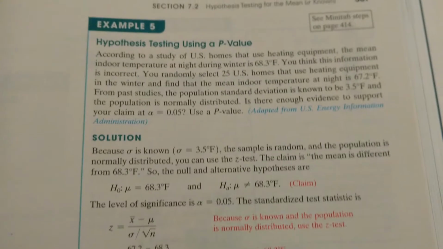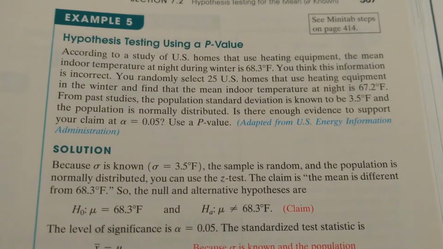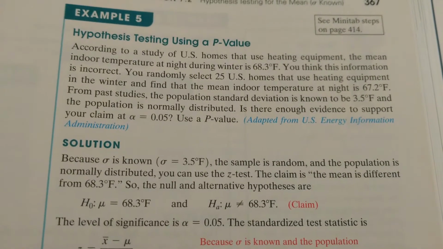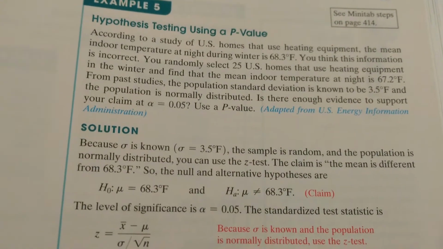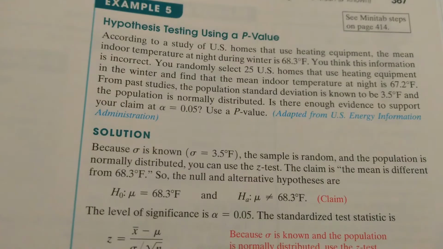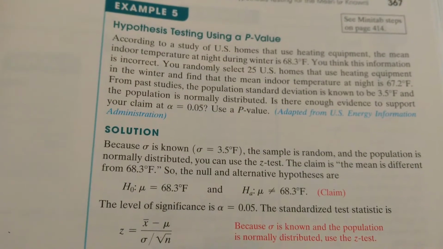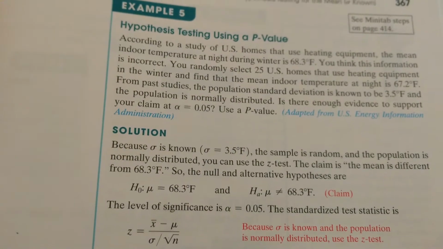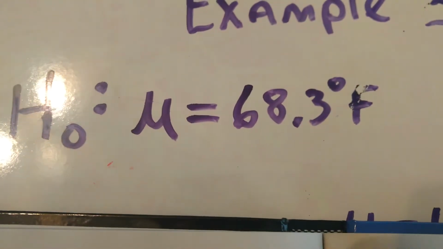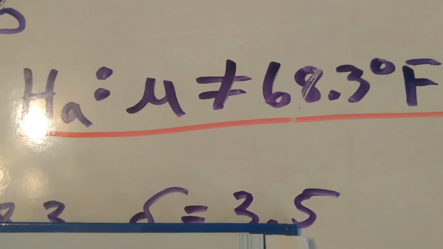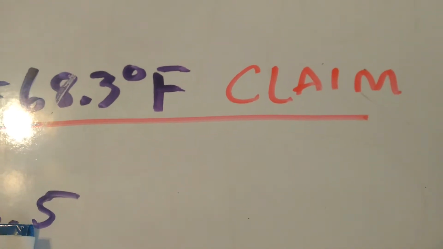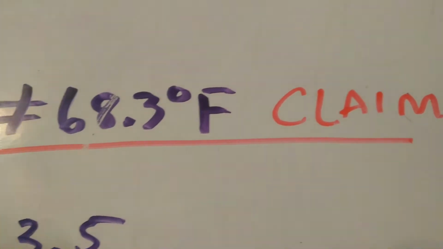The problem we're working on is example 5 in the book, and it says, according to a study of U.S. homes that use heating equipment, the mean indoor temperature at night during winter is 68.3 degrees Fahrenheit. So it says you think this information is incorrect. So our null hypothesis becomes mu equals 68.3. Our alternative becomes it's not equal to 68.3, and that is our claim, because that's what the individual in the problem is claiming.